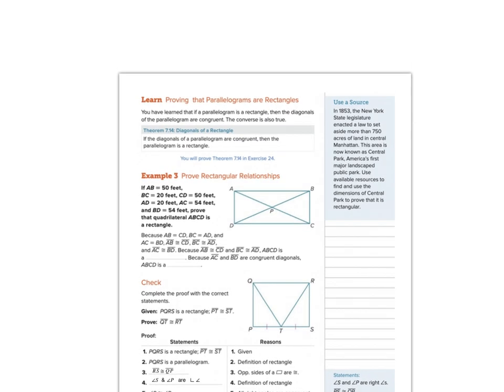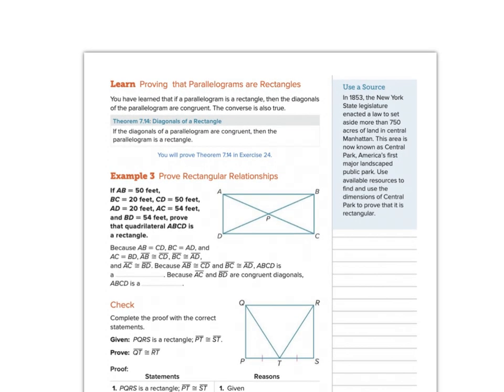All right, so proving that parallelograms are rectangles. Again, how can I prove it?